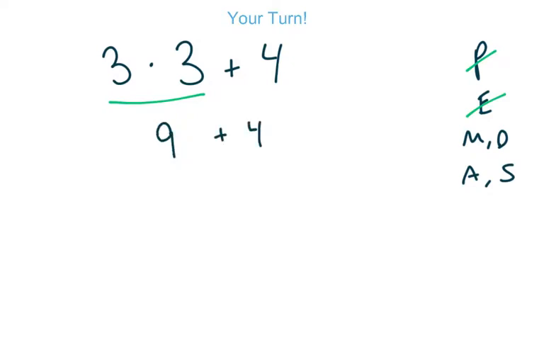Then I look back at my PEMDAS. Multiplication or division? Nope. So I'm done with it. I cross it out. Now I look for addition or subtraction. I see addition, so I can add 9 plus 4 is 13. And that is my final answer, so I always circle it.